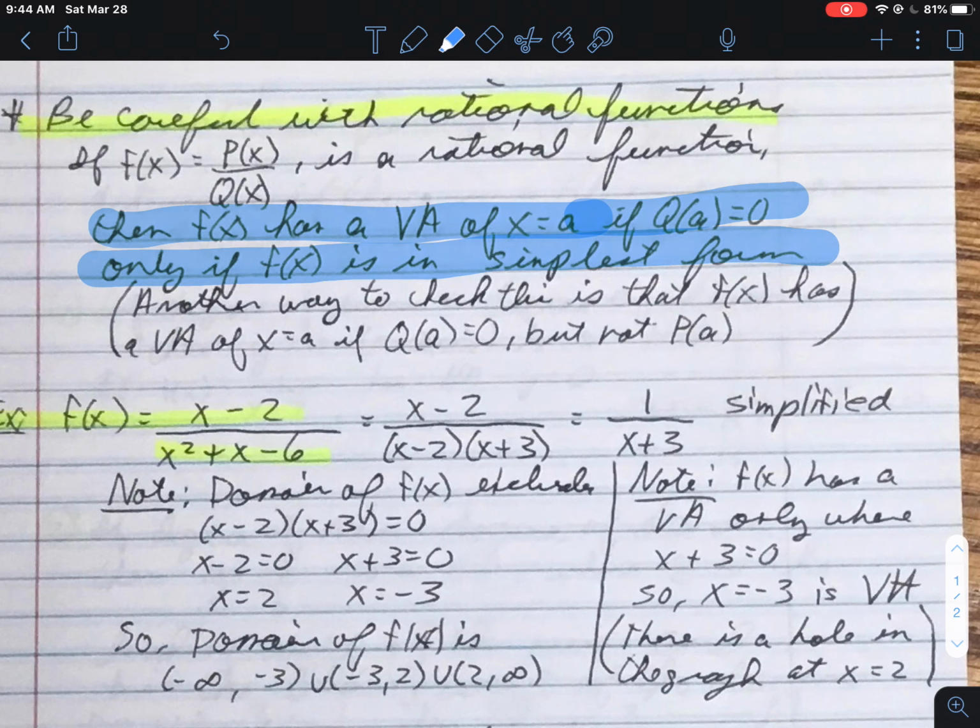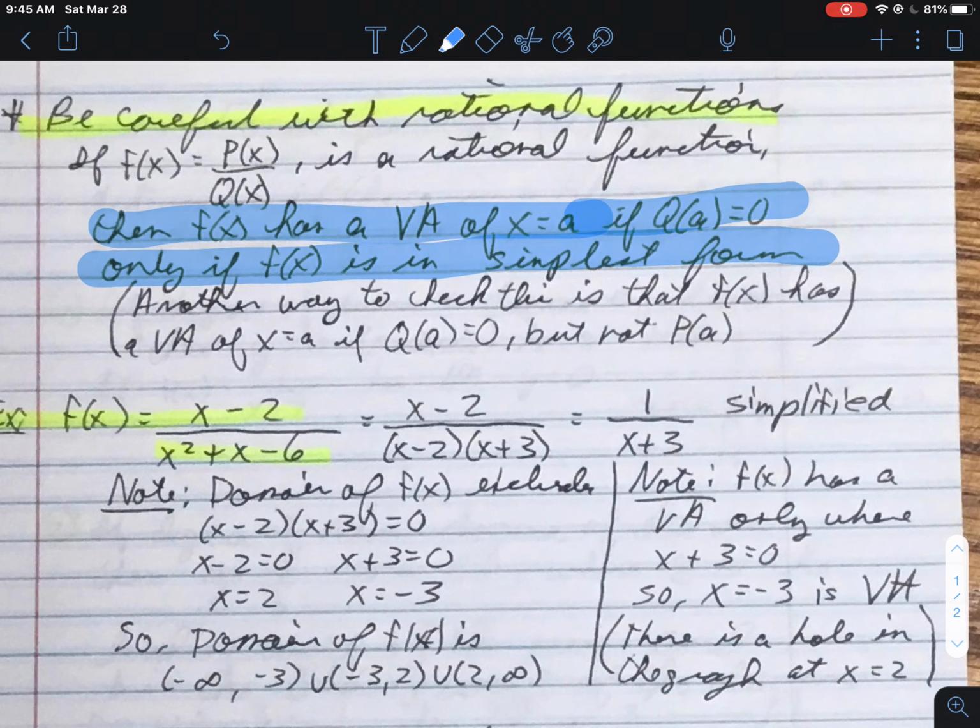Well, for a rational function, it's a fraction. I want that fraction in simplest form. How do we simplify a fraction? Well, we look for common factors between the numerator and denominator. So for a rational function, we want to factor the numerator and the denominator completely. Look for any common factors that we can divide out.